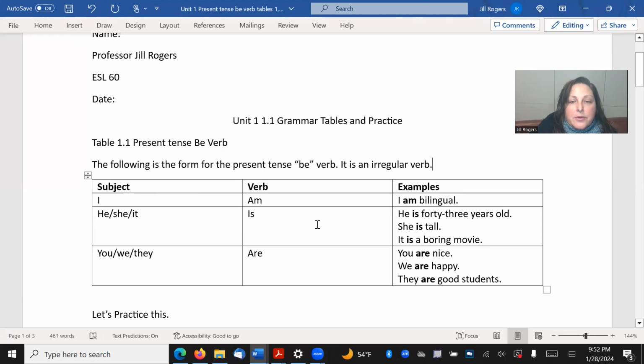So we say, for example, he is, example sentence, he is 43 years old. Example sentence with she is tall. Example with it. Now, it, of course, is for things or animals. Okay, so here we see that it is a boring movie. It is goes with animals also. So the dog, you can use it if you don't know the gender of the dog.